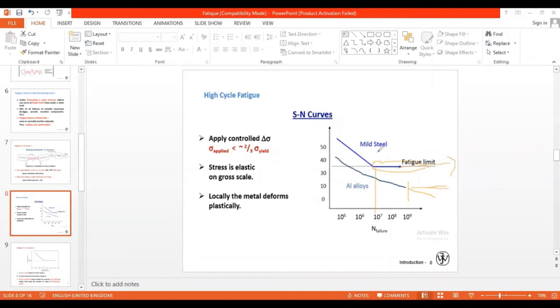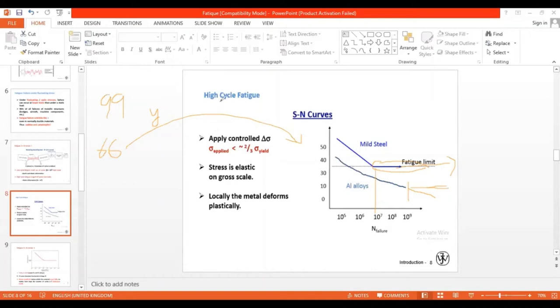Here some definitions are mentioned. Stress is elastic on a gross scale, so the stress is elastic. Locally, the metal deforms plastically. Apply controlled delta sigma, that is sigma applied is less than 2/3 of sigma yield, right? Sigma applied means applied stress, and this is yield strength. So while we are applying a load, the controlled load is 2/3 of the yield strength. If the metal is capable of withstanding 99 as the yield strength, 2/3 of 99 is 66. We will apply that in order to test this fatigue failure, right?